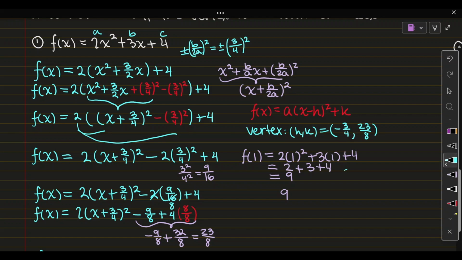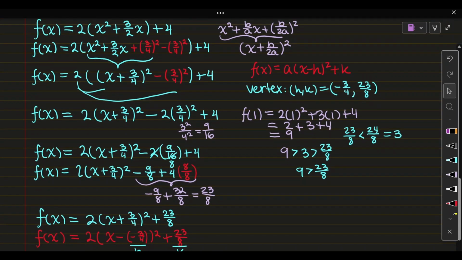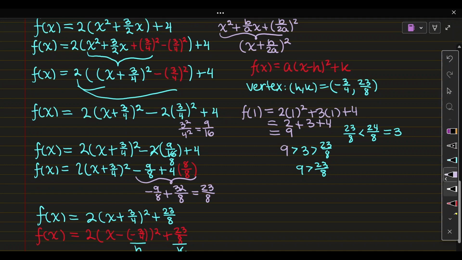Let's look at 23 over 8. Well, 23 over 8, you would probably agree with me, is less than 24 over 8, and 24 over 8 is 3. So this tells me that because 9 is greater than 3, and 3 is greater than 23 over 8, 9 is greater than 23 over 8. So it must have been the case that (h, k), which is negative 3/4, 23 over 8, is a minimum.